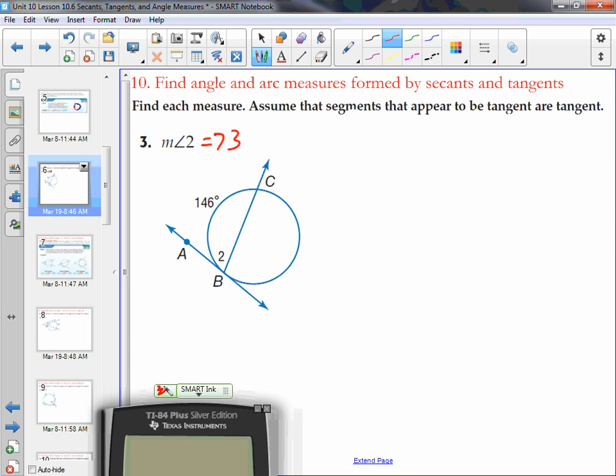Now, they don't ask us this, but could we find angle 3 now that we know angle 2? Yeah, because they form a linear pair, don't they? Okay?